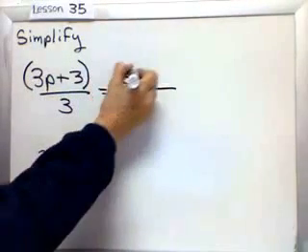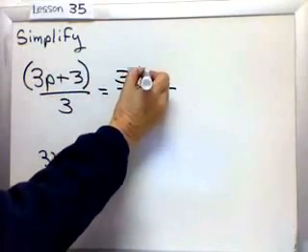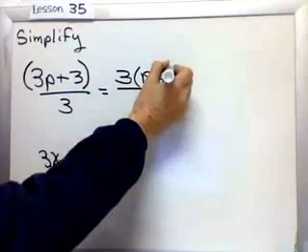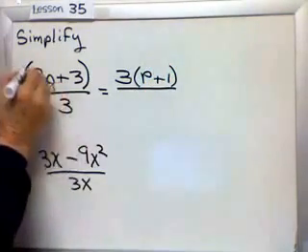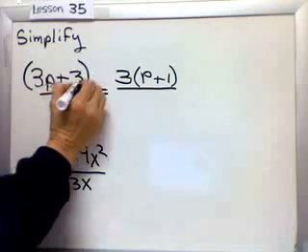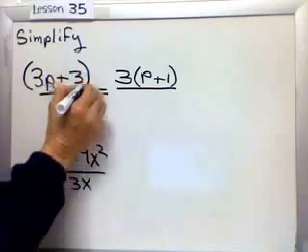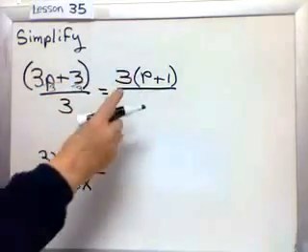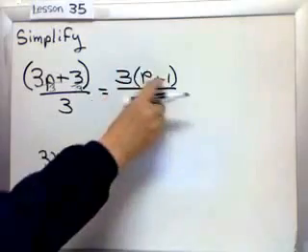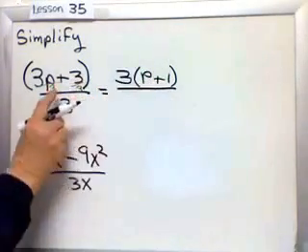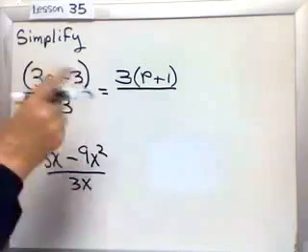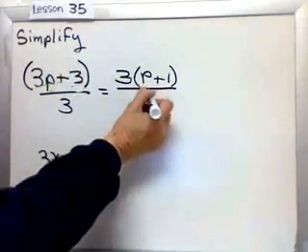So I could factor a 3 out and write that p plus 1, right? Because when I factor a 3 out, it means I divide this by a 3. That gives me the p. I divide this by a 3. 3 divided by 3 is 1. I can double check. If I multiply this using distributive, which you learned a while back, I get 3p plus 3, right? So I know I factored it correctly.